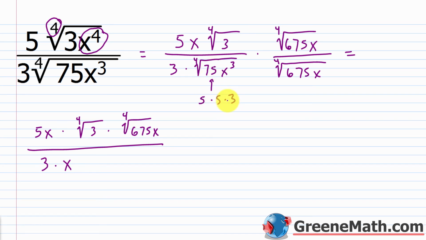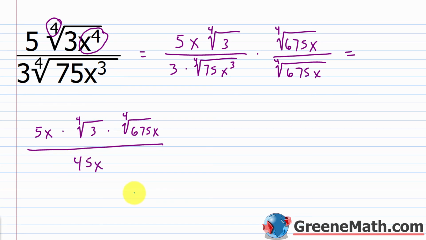So I only used 2 prime numbers in this. I used a 5 and a 3. So basically this number that we end up with is 5 to the 4th power times 3 to the 4th power. Or in other words, it's 15 to the 4th power. So the 4th root of 15 to the 4th power is just 15. So times 15. 3 times 15 is 45. So let's write this as 45x.